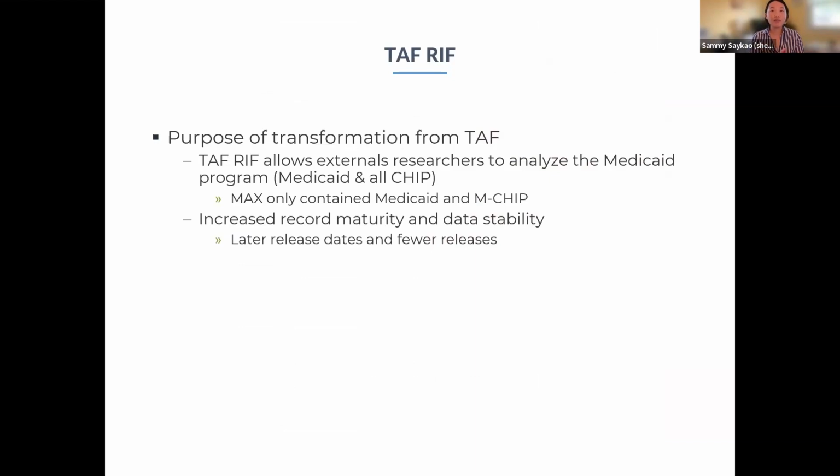So why does CMS transform TAF RIF from TAF? And the main reason is that it allows external researchers to analyze the Medicaid program, so Medicaid and all CHIP. A little note I wanted to include here, MAX only contained Medicaid and M-CHIP, so TAF is an expansion on MAX as a whole. TAF RIF also has increased record maturity and data stability, essentially meaning that TAF RIF is released at a later date and there are fewer releases to them.